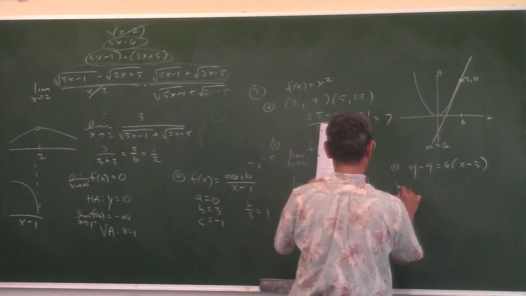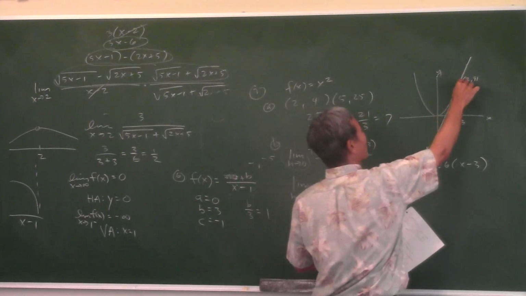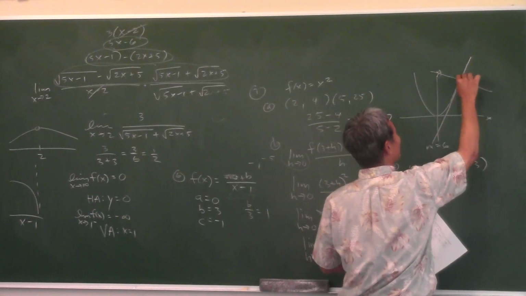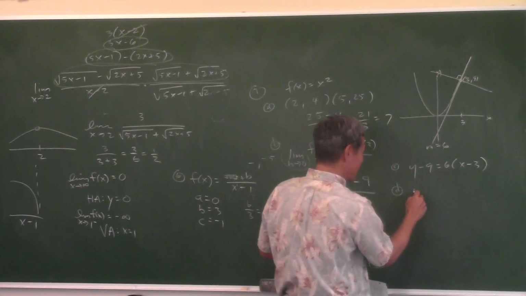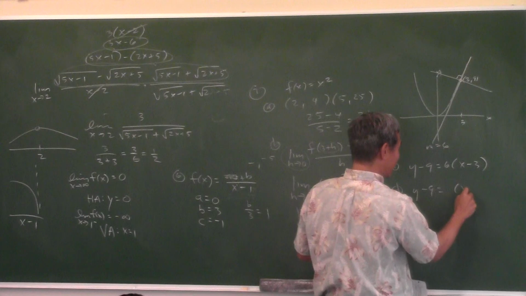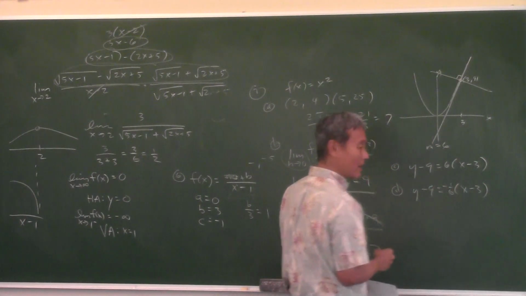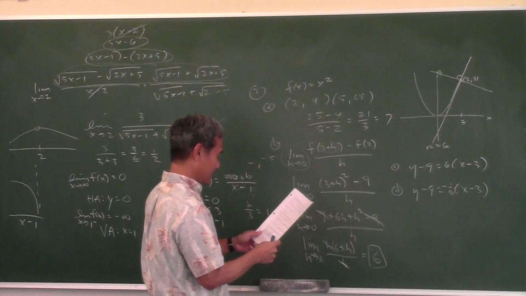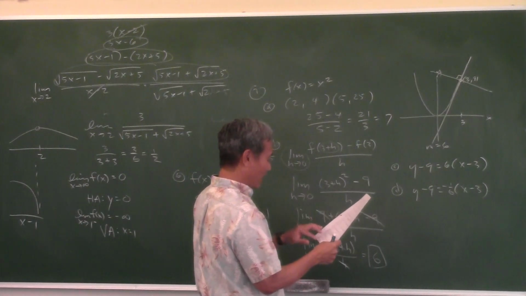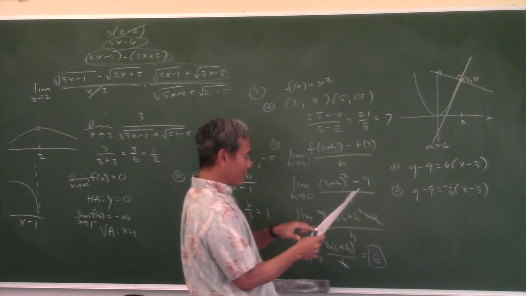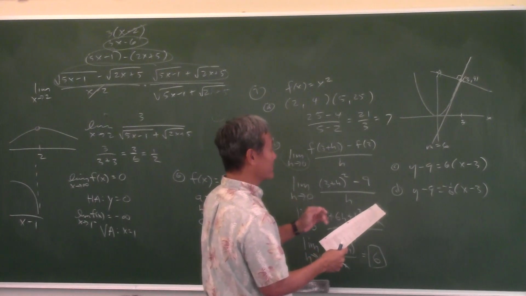D. Write the equation of the normal line. Here's the normal line. It's perpendicular. So it's going to be the same thing as this, except the slope is going to be the negative reciprocal of that one. Okay, and then here's the good part. At what other point does the normal line intersect the curve?